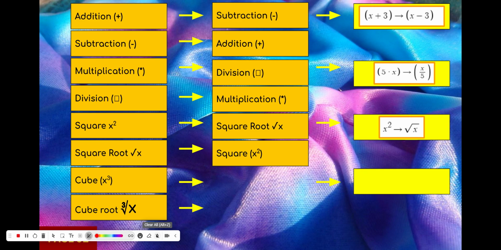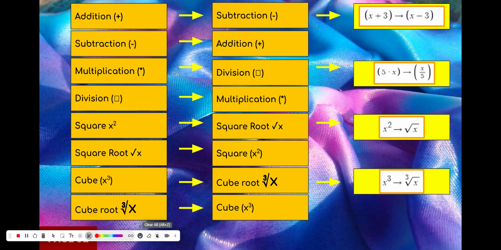Now, cube will have an inverse of cube root. For example, x cubed has the inverse cube root of x. Then vice versa, if you have cube root, the inverse is x cubed.